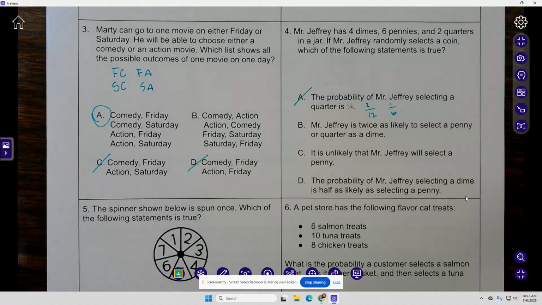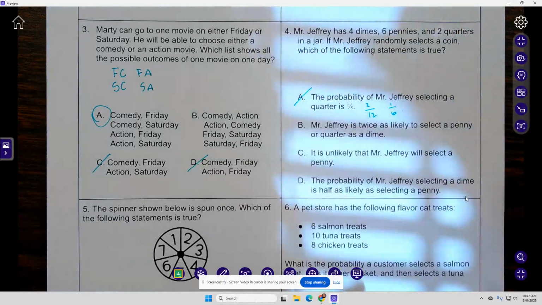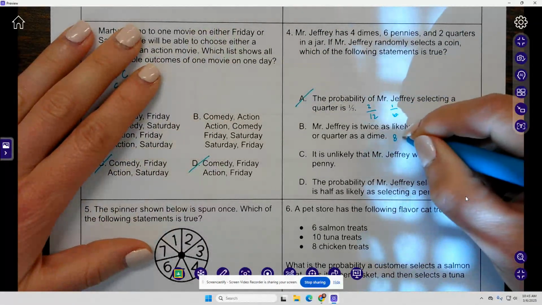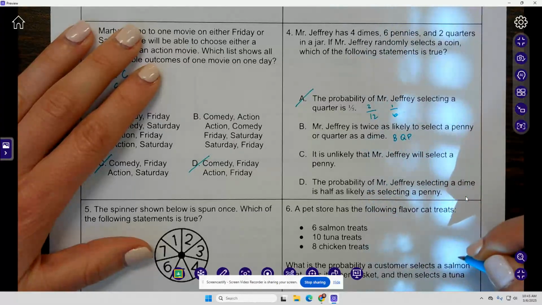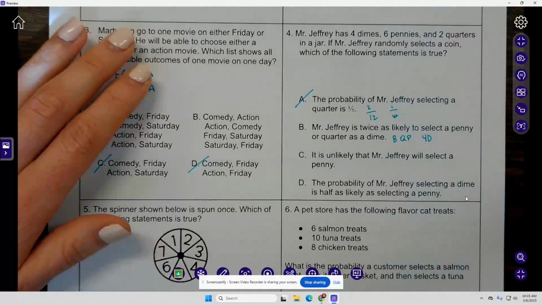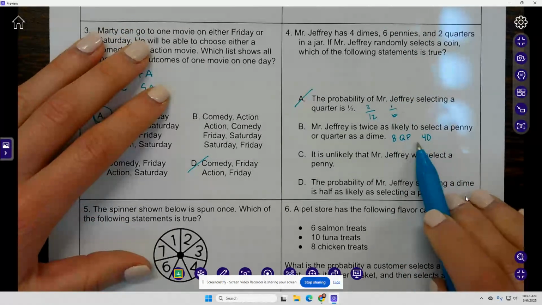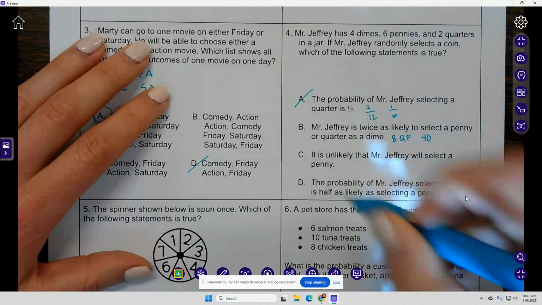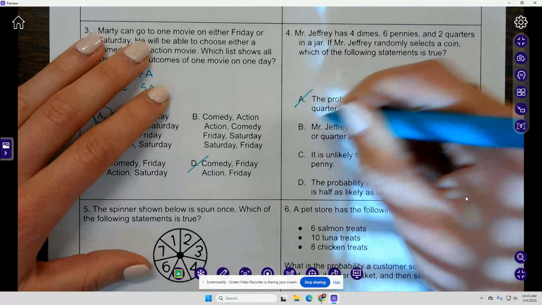Mr. Jeffrey is twice as likely to select a penny or a quarter as a dime. So quarter and a penny added together, that's 8. I'm going to put 8, quarter, penny, and then 4D for dime. So is he twice as likely to select a penny or a quarter as a dime? 8 is twice of 4, so that is true.